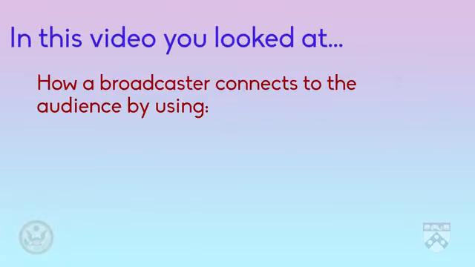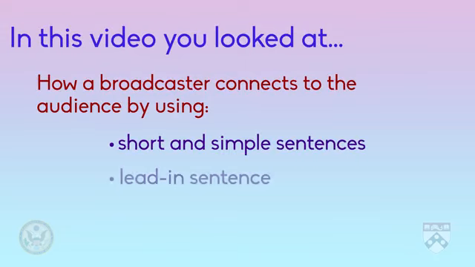In this video, we looked at the ways that broadcasters use conversational style to connect with the audience, using short, simple sentences, using a lead-in sentence to let the audience know what to expect, and using contractions. Next, you're going to look at how broadcasters use present tense and active voice.